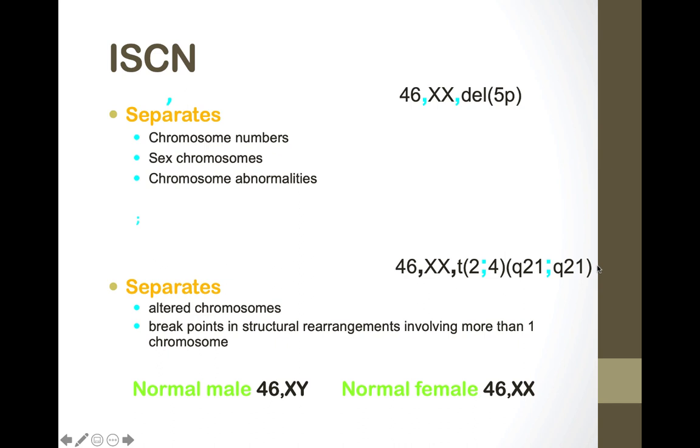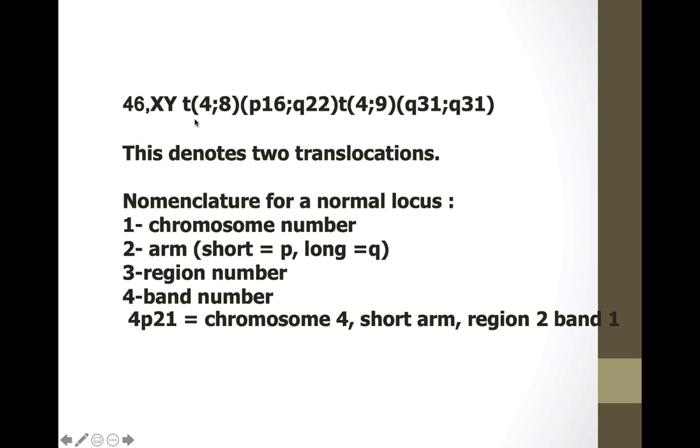So a normal male will be 46XY, female is 46XX. Another one, for example 46XY T(4;8) P16 Q22. What is going on here? This is a male with two separate translocations, one from 4 to 8, one from 4 to 9, from the origin P16 to Q21 here, and from Q31 to Q31.